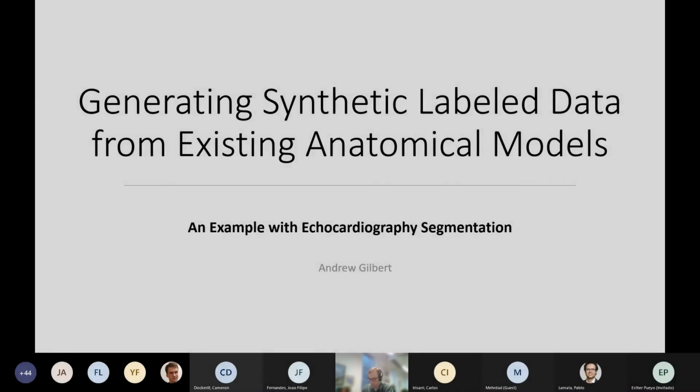Okay, great. So yeah, based off the timing, I decided to focus in on one specific part of the work that I've been doing that's more relevant to the computational models. So in this talk, I'll talk about generating synthetic labeled data from existing anatomical models, specifically with reference to echocardiography segmentation. And this is an example of looking at the synergies in between some of the mechanistic models that, for example, Maciej talked about earlier with deep learning and statistical modeling.